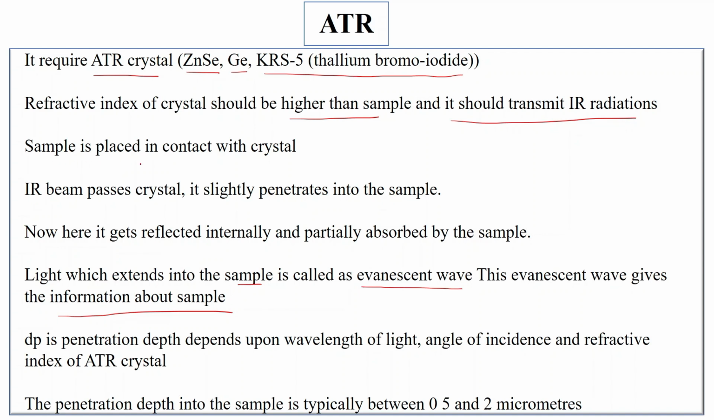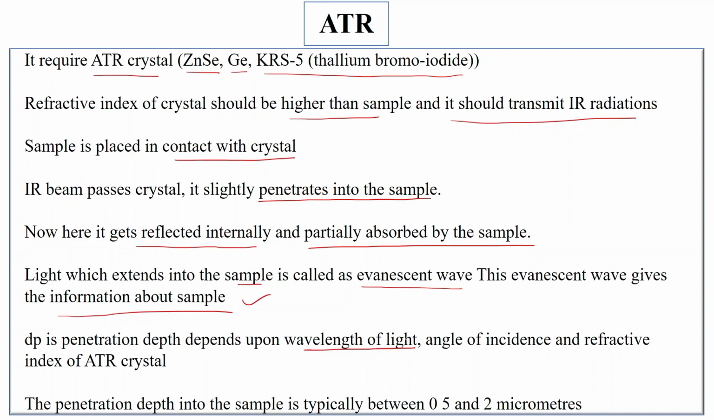In this case, the sample is placed in contact with the crystal, and the IR beam passes through the crystal and slightly penetrates into the sample, which is the evanescent wave I have told you about. Here it gets reflected internally and partially absorbed by the sample. So it is partially absorbed by the sample and partially reflected internally, and thus carries the information about the functional groups. The light which extends into the sample is known as the evanescent wave, and this evanescent wave gives the information about the sample.